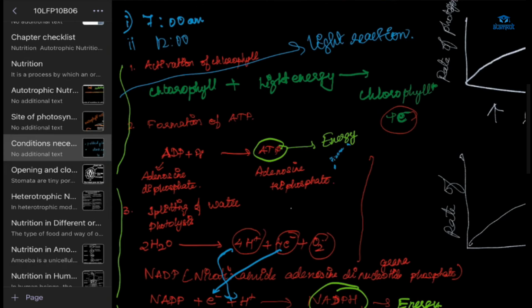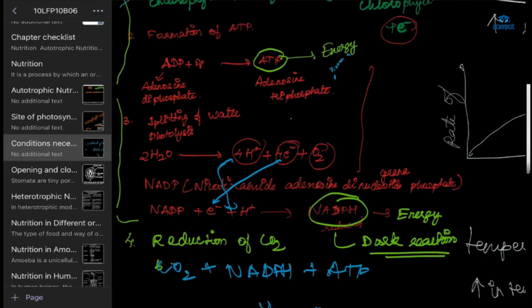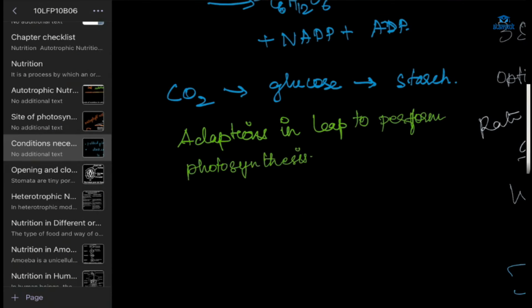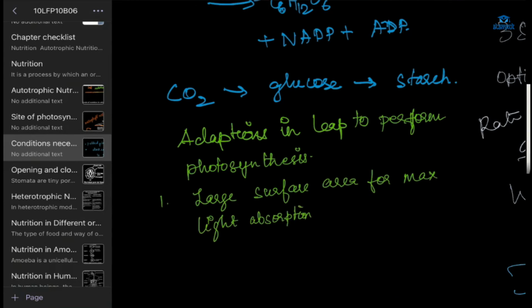Yes, ma'am. Okay, next we have adaptations in leaf to perform photosynthesis. The first thing, large surface area for maximum light absorption. In certain plants, in certain leaves, you will find that there is narrowing of the leaves.